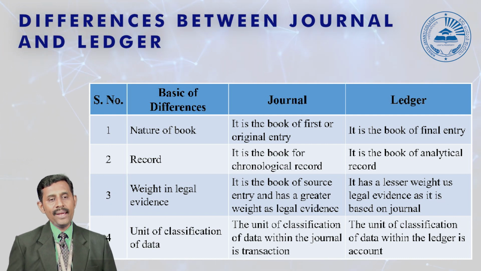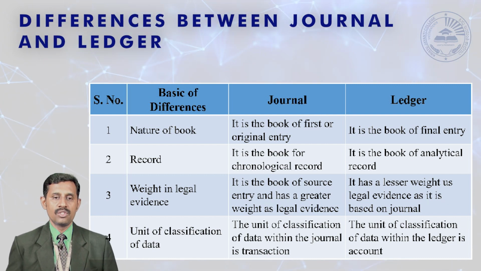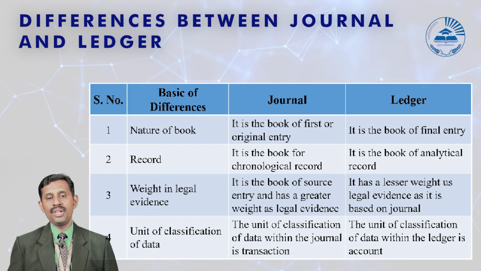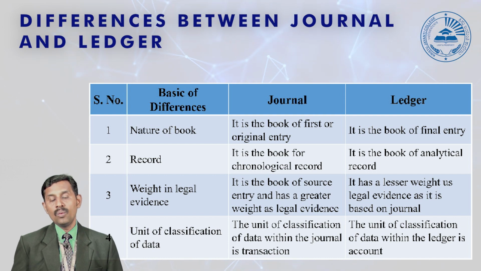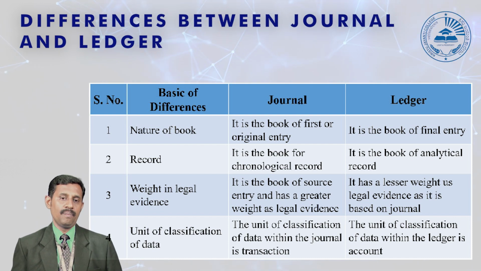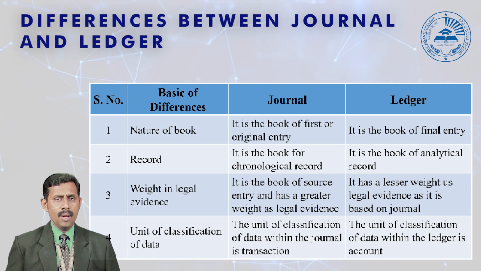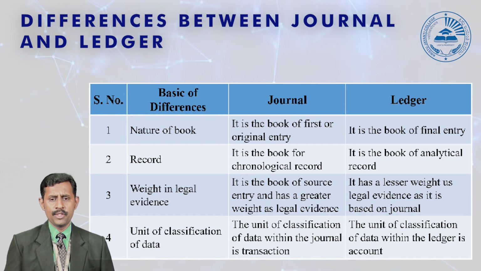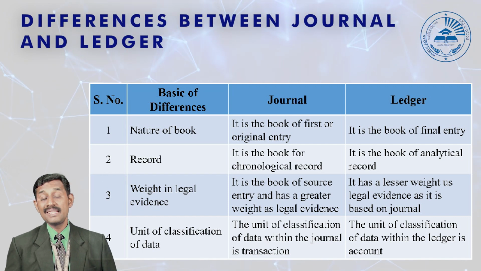Then, weight as legal evidence. The journal is a book of source entry and has greater weight as legal evidence. The ledger has lesser weight as legal evidence, as it is based on the journal. Then classification of data: the unit of classification of data within the journal is the transaction, but in the ledger, the unit of classification of data is the account.